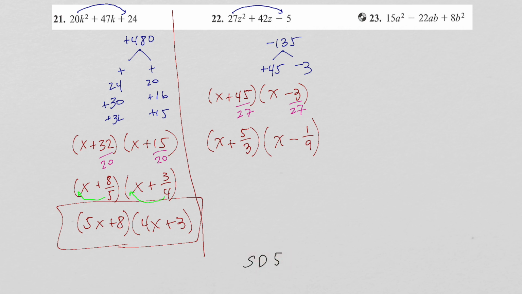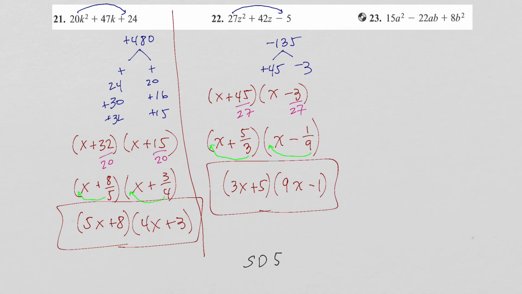I'm going to take, if there's a denominator, I'm going to take it and slide it back in front. And I'm going to end up with 3x plus 5 and 9x minus 1. Okay, this b, don't worry about that till the end of the problem. You'll see how that works in just a second.